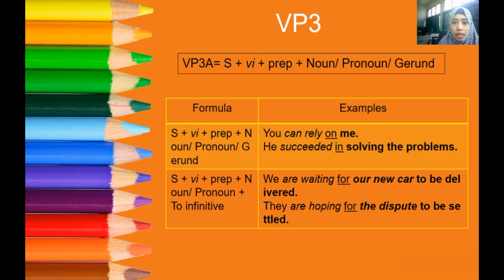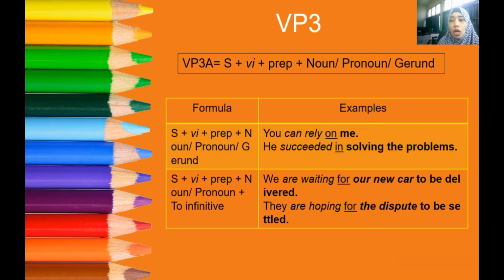The second formula is subject plus verb intransitive plus preposition plus noun, pronoun, or to infinitive. Okay, so it's a little bit similar to the previous one, but here we have to infinitive. For example, we are waiting for our new car to be delivered. We is the subject. Are waiting is the verb intransitive, and then for is the preposition, while our new car to be delivered here is a noun.